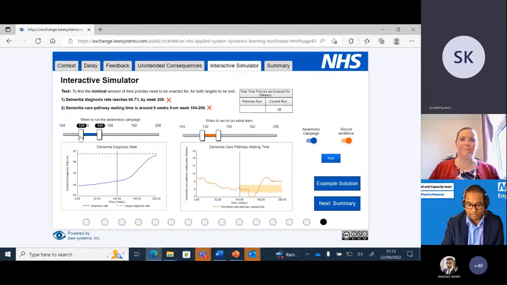So to make it competitive, if I could just ask people to fix this 124. When you run the awareness campaign, you can move this one as much as you like, but just keep this 124 here, just because it will be easier for us to make it competitive and see what solutions everyone gets to. We're thinking of maybe giving people up until 20 past 3, if that's okay.